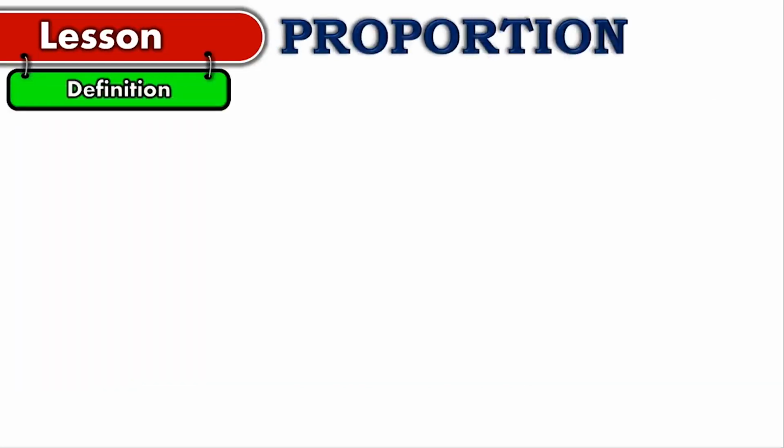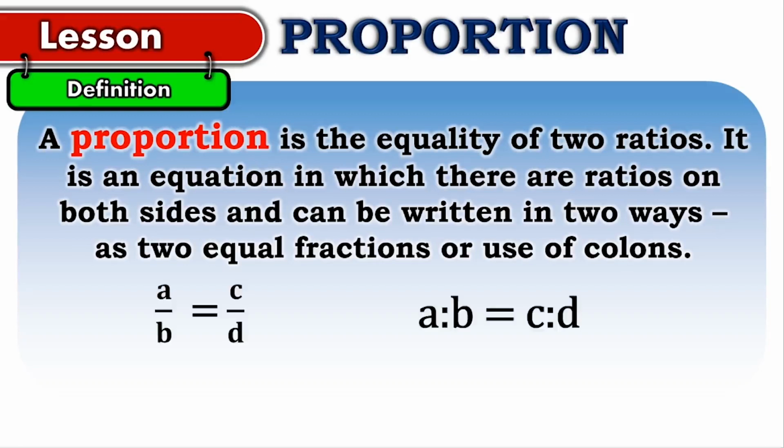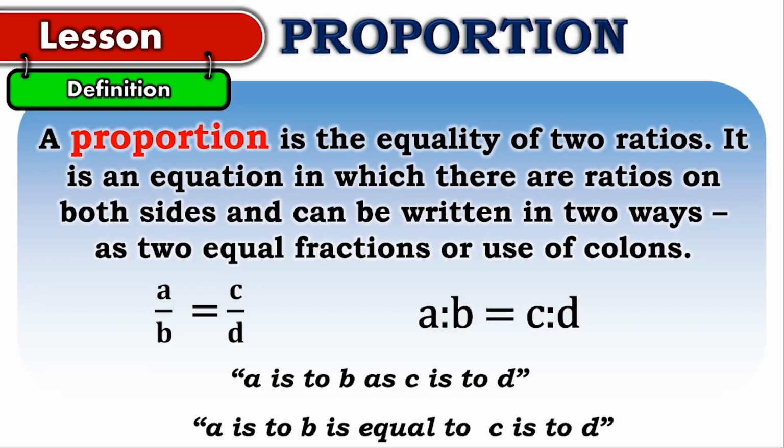Now let's have proportion. A proportion is the equality of two ratios. It is an equation in which there are ratios on both sides and can be written in two ways, as two equal fractions or use of colons. These illustrations of proportion can be read as A is to B as C is to D, or A is to B is equal to C is to D.